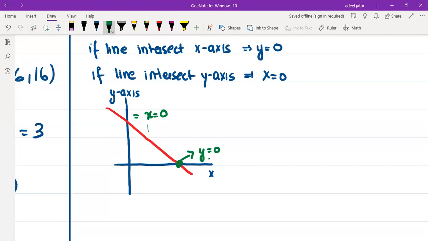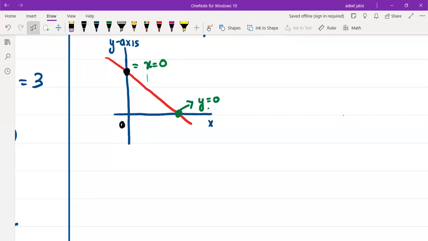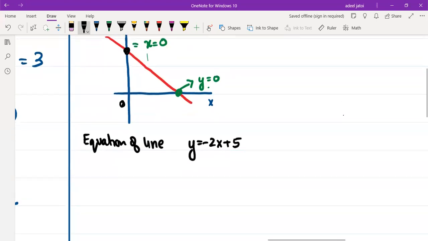Now, why is this important? Because there would be questions. Now you need to understand how the question will be given to you. Suppose the equation of the line is y is equal to minus 2x plus 5. Let's say this is your equation of line.